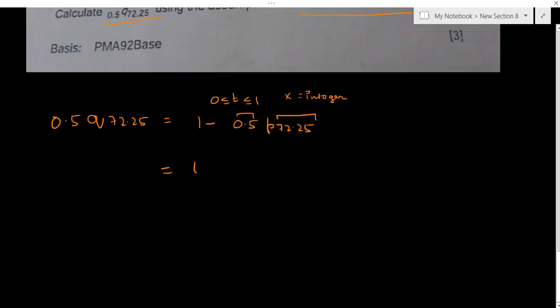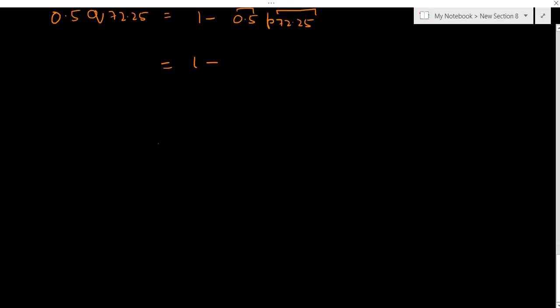Here t is between 0 and 1, but x is not an integer. So in order to make this x an integer, I need to apply some sort of adjustment here. So how will we go about that? Let's see. Say we know the probability of going from 72 to 72.75. How can I go about that?